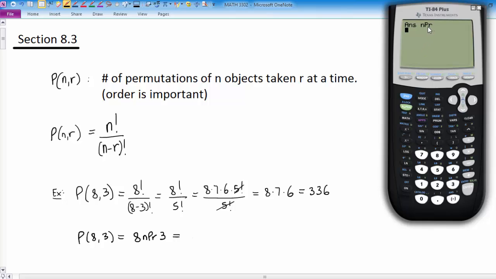This function, this notation, is used in several textbooks, which goes like this: 8P3. So you type 8 and then the function and 3.